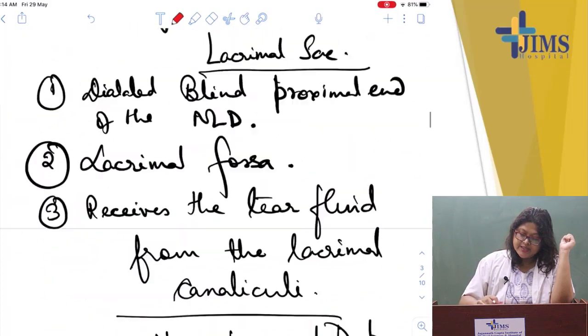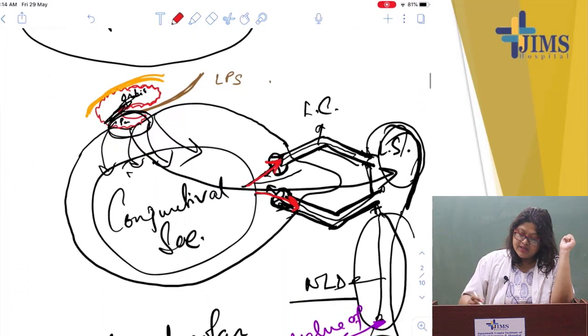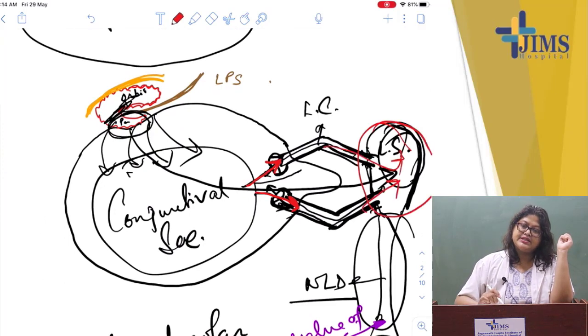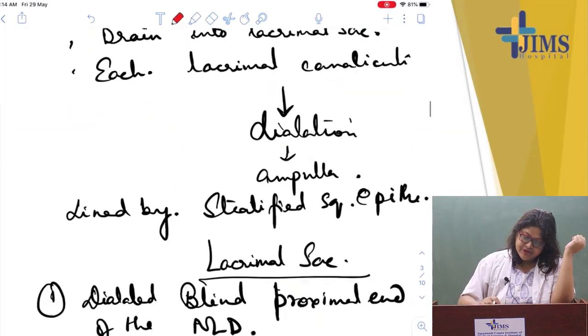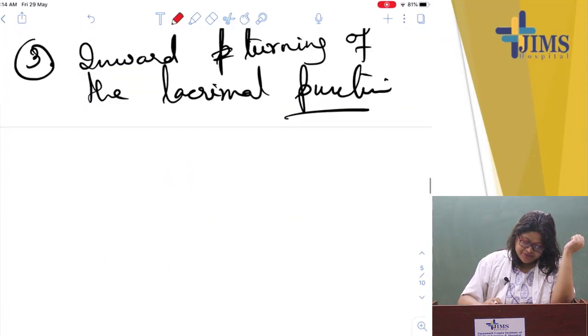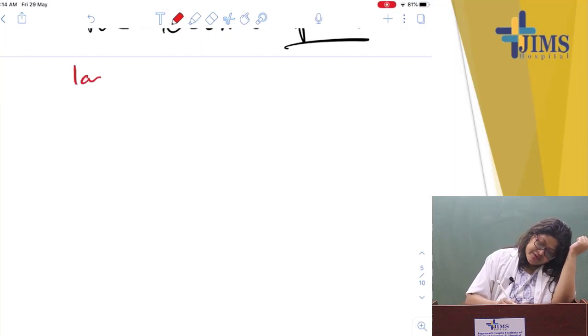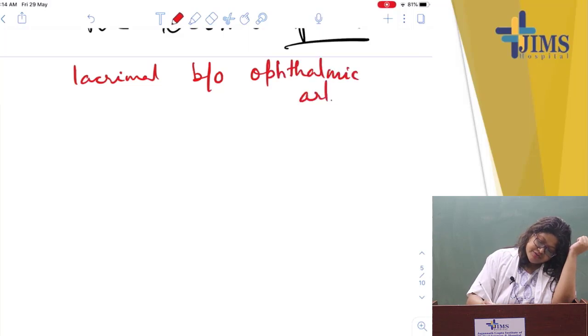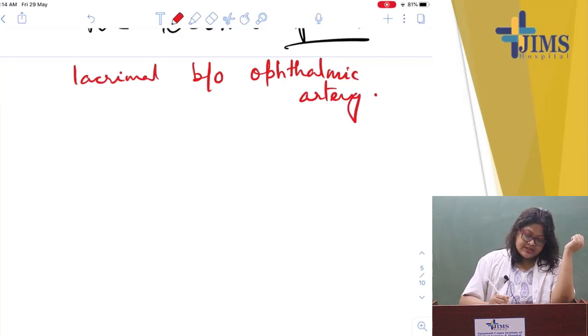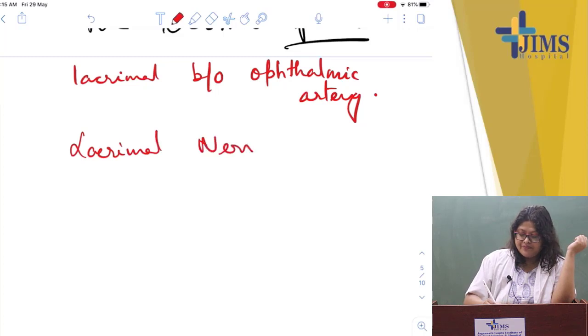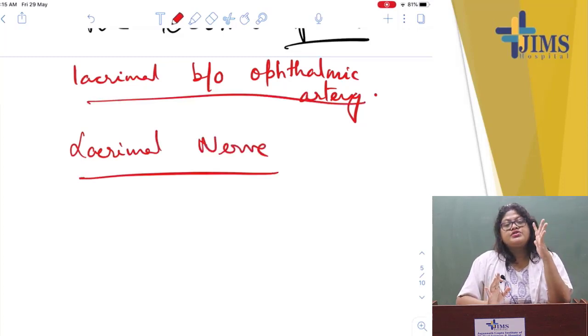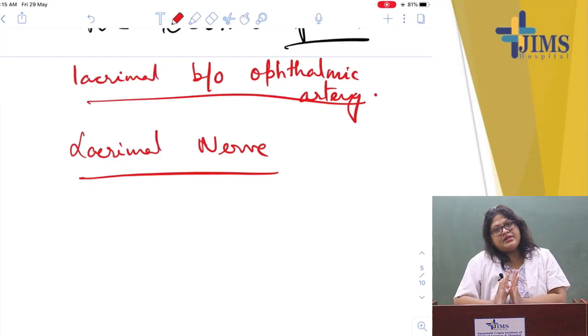And again you can see such a big sac, so there is a vacuum pressure effect. The vacuum pressure effect. What is the arterial supply? The arterial supply is the lacrimal branch of the ophthalmic artery. And what is the nerve supply? It is the lacrimal nerve. So this is all about your lacrimal apparatus.